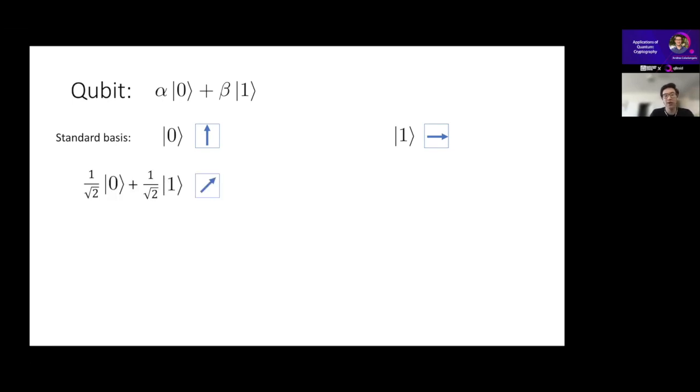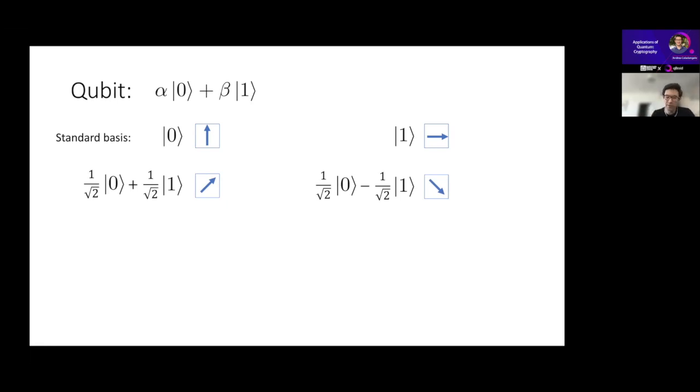So for example, one can have the state 1 over square root of 2, 0, plus 1 over square root of 2, 1, which you can think of as a vector pointing to the 45-degree angle. Or you could have the same state, but with a minus sign, which would correspond to a minus 45-degree angle.